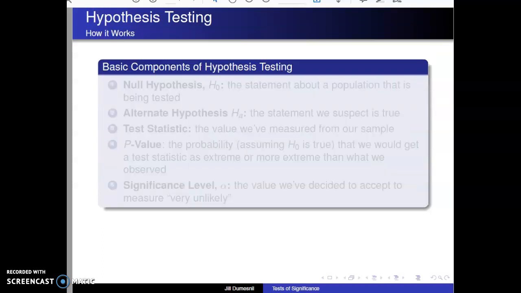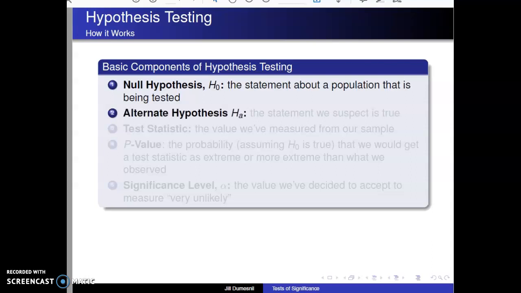There are 5 basic components to any hypothesis test. There is the null hypothesis, denoted by H sub 0. This is the statement about the population that is being tested. There's the alternate hypothesis, H sub A. This is the statement that we suspect is true.